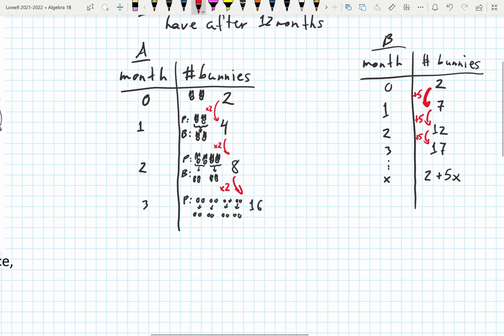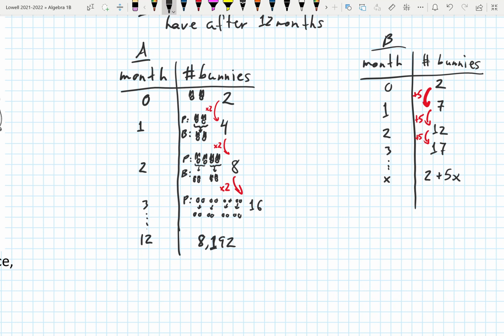And so if we wanted to figure out then how many bunnies after 12 months, we would just need to follow this pattern, times 2, times 2, times 2, all the way out to 12 months. Oops. To 12. I'll give you a second to do that on your own. Just pause the video here. Okay, you have done that, I assume. So if we follow this pattern, you should end up with 8,192 bunnies.